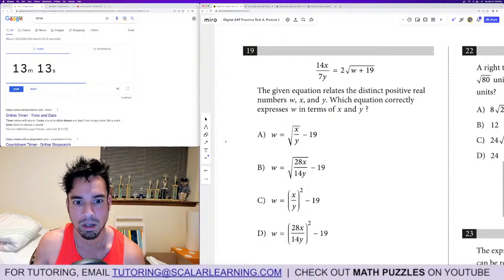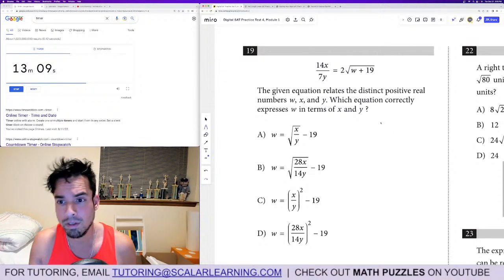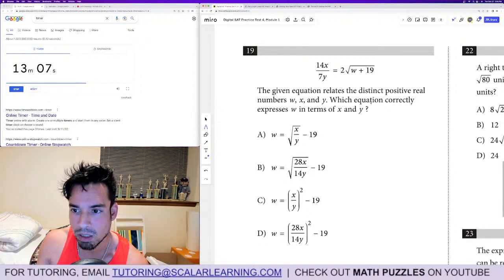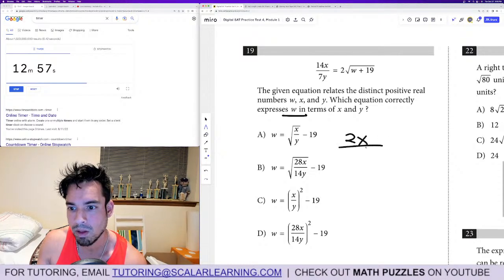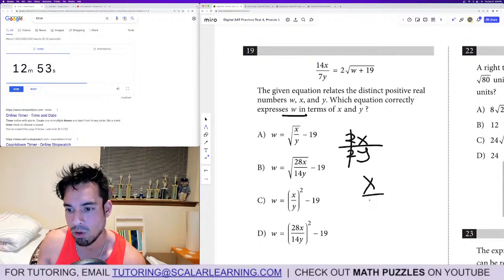13 minutes, and we got 9 questions. I got to hustle. The given equation relates to distinct positive real numbers W, X, Y. So we're isolating W, so I'm going to divide both sides by 2. So that's 2x over y, and then we're dividing by 2, so the 2 goes on the bottom. Those cancel out. So x over y equals square root of w plus 19.